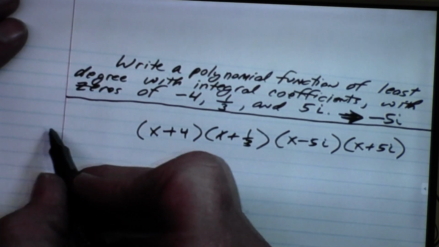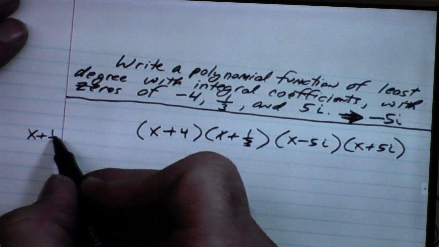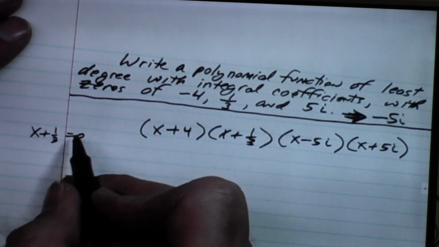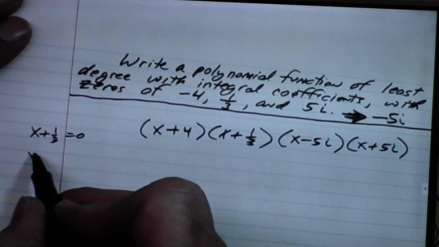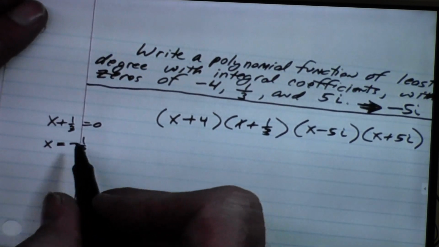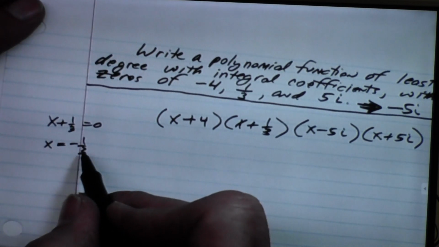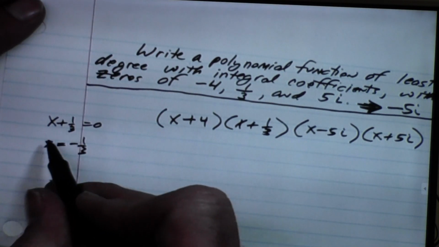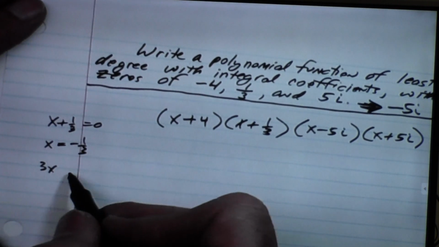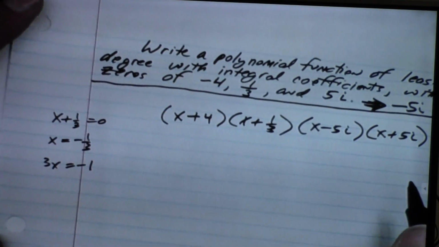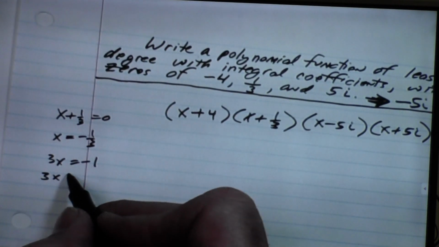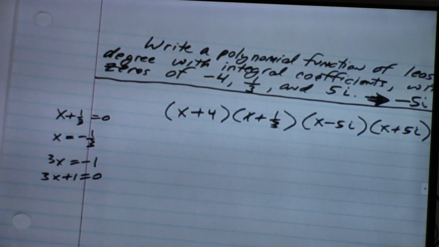If we were multiplying this out, in fact, let's take x plus 1/3. That was equal to 0, wasn't it? Well, let's bring that 1/3 over here. x equals negative 1/3. I'm going to bring it back, but I'm going to do this. Multiply 3 to both sides. If I multiply 3 on here, I get 3x. If I multiply 3 on this side, it cancels that out. Now, let's add that 1 to both sides. 3x plus 1 is equal to 0.